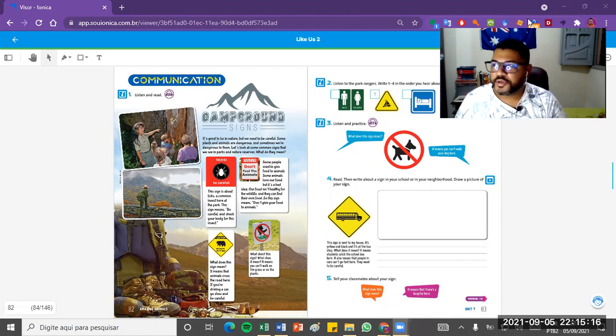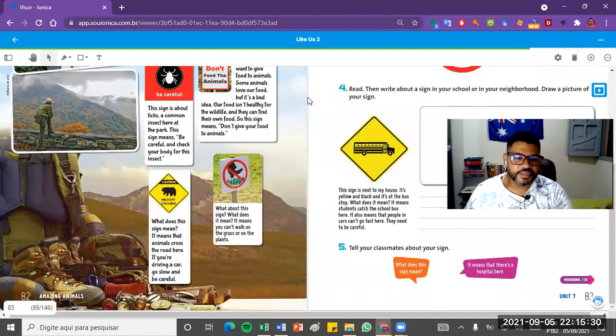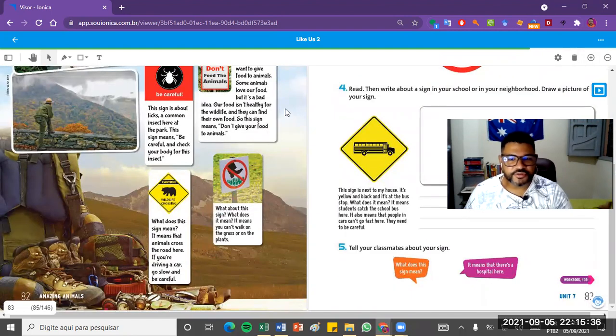Please everybody open your books on page 82 because now we are going to start our conversation class. All right? Please grab your conversation books. So now we are on page 82. We are going to start our corrections that come from page 82 to page 83 and 139.